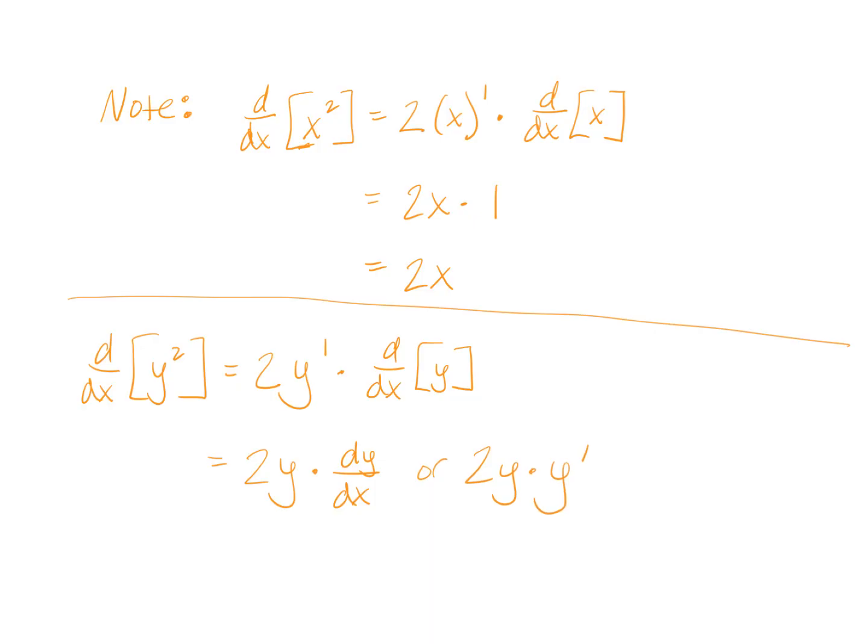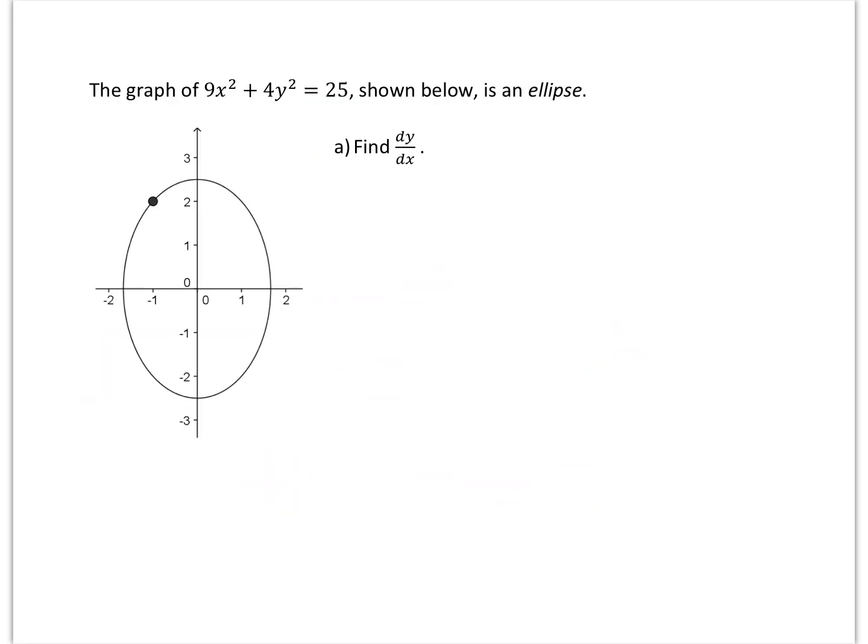Because y is a function of x, think of y as a function of x, or an f of x. So when you take its derivative, it's not just 1, it's whatever the formula is. It's whatever dy dx or y prime is. So that's a little primer for implicit differentiation.